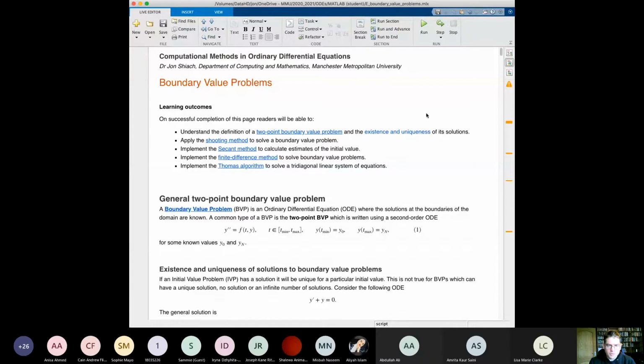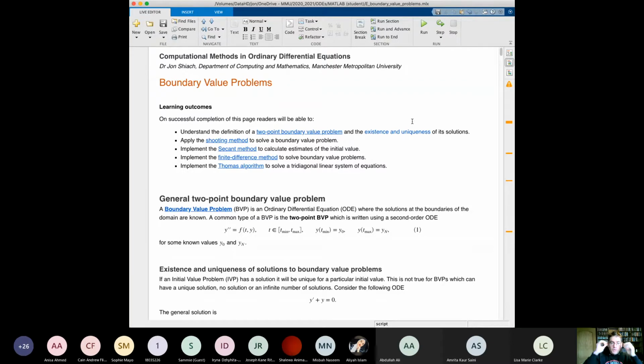Okay, so we just looked at stability. Hopefully you can see my screen with boundary value problems. This is another chapter in the notes. Now this is quite a short chapter. I'm not going to spend too long going over this. It's essentially applications of our ODE solvers to solve a different type of problem.